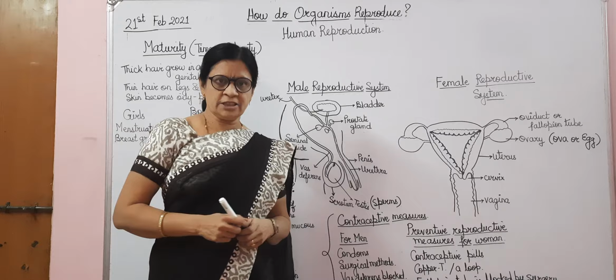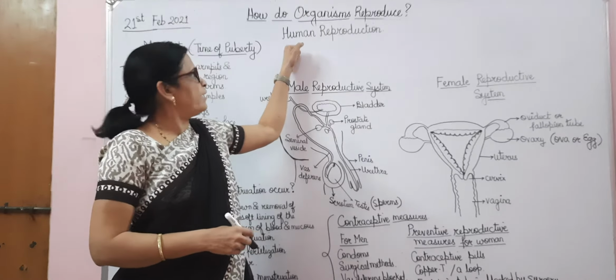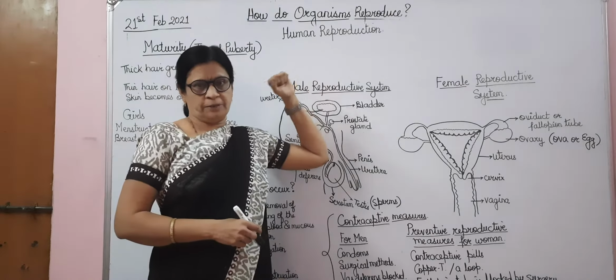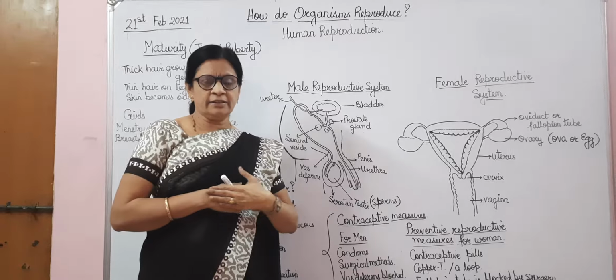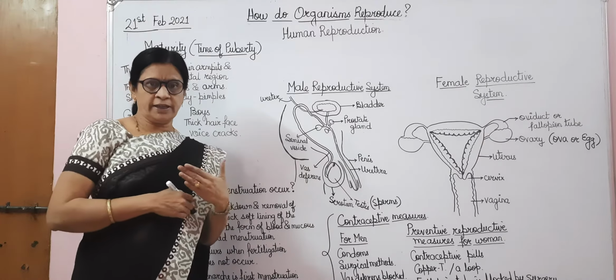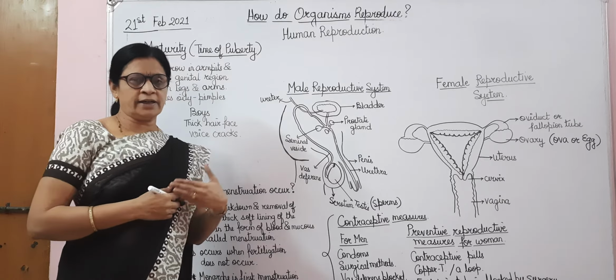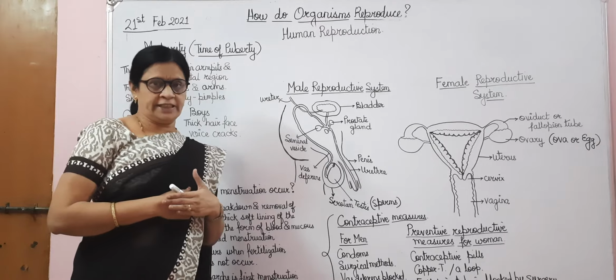Today we start with the next part of how do organisms reproduce. The last part is human reproduction. Now for humans to reproduce, there should be a maturity level in girls and boys. When these girls and boys mature, their body symptoms show that they are gaining maturity. This is the stage when they attain puberty.